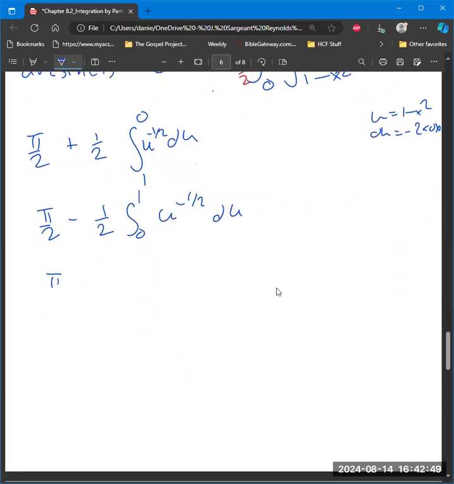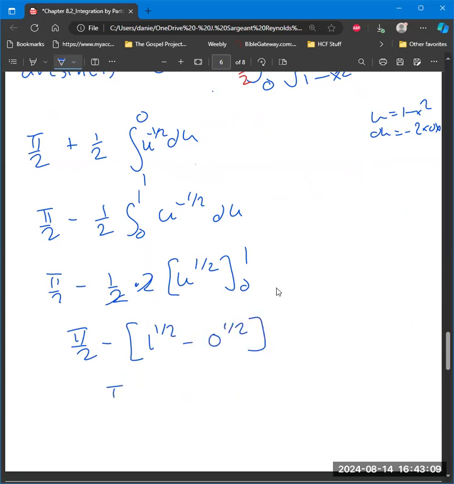This is going to be pi over 2 minus 1/2 u to the positive 1/2 divided by 1/2, which is going to be times 2. This is 0 to 1. So that's pi over 2 minus 1 to the 1/2 minus 0 to the 1/2. It's pi over 2 minus 1 minus 0. It's pi over 2 minus 1. And that is approximately 0.571.